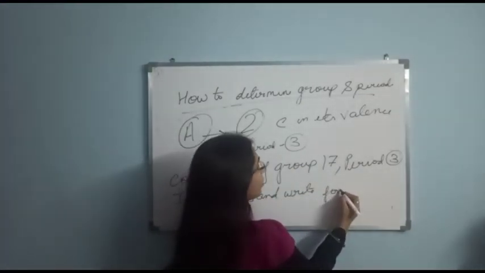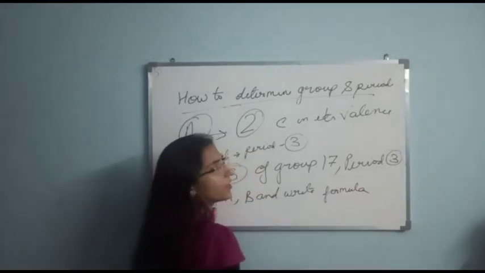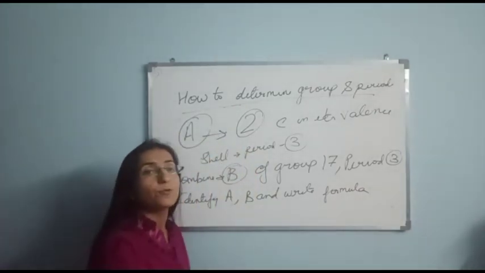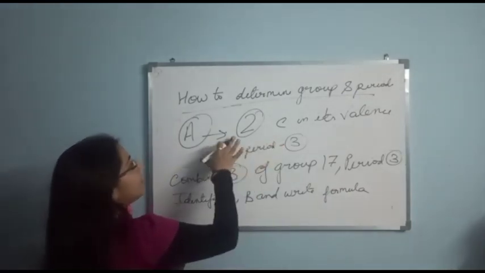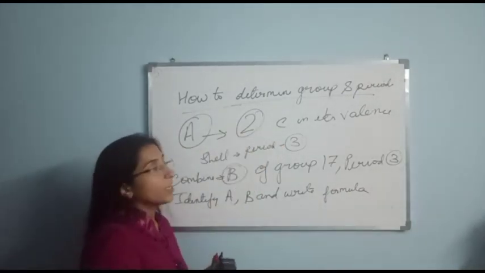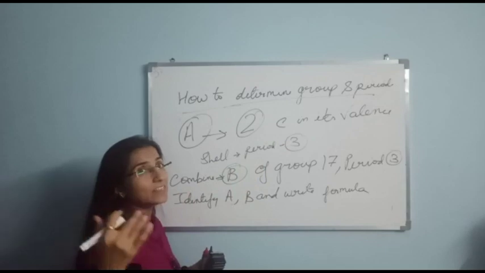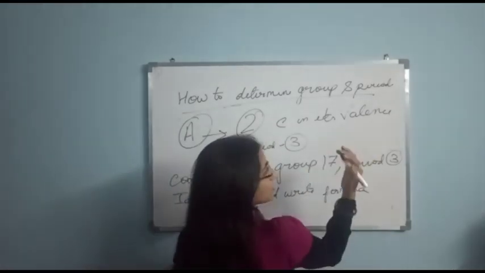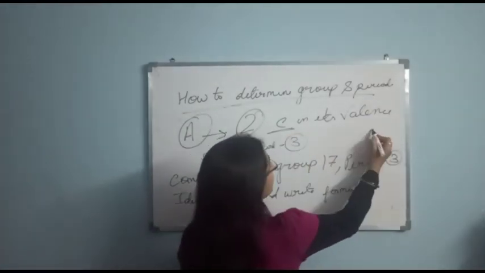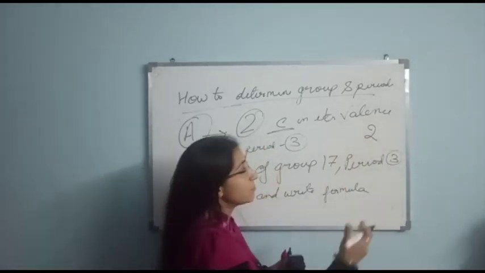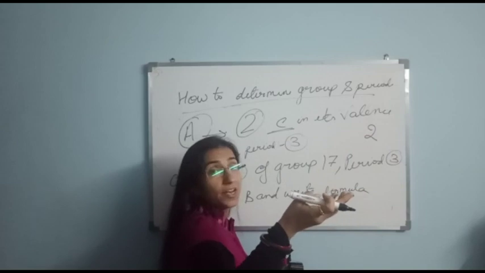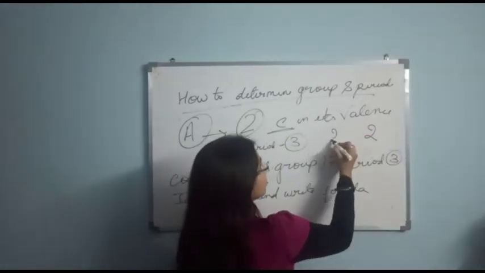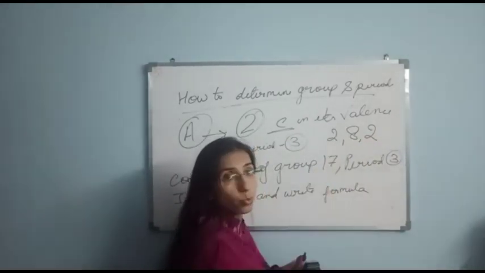Very simple. If you are able to understand this concept now, it will be very simple to determine the group, period and the formula. If A has 2 electrons in its valence shell and its period is 3, this means it has 3 shells, and its valence shell has 2 electrons. Its first 2 shells, the K shell and L shell, are completely filled. So it will be 2, 8, 2.